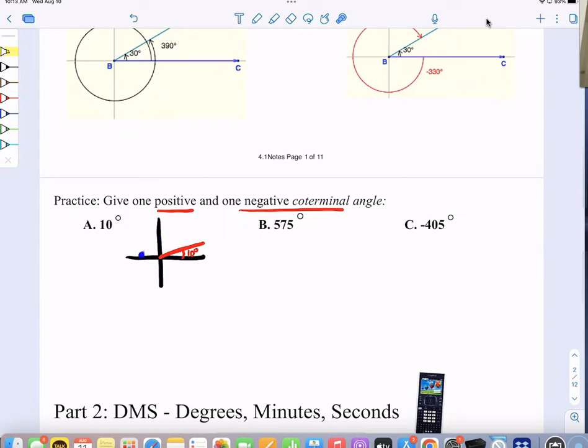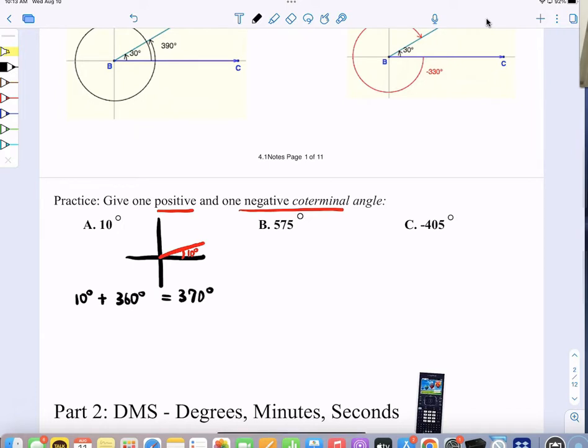So I'm going to go around. And how much do I have to go around in order for me to end up here? Well, aren't I doing a full circle, really? If I'm doing a full circle, a full circle is how many degrees? I did a 360, right? You guys talk that way, right? 360. So you're going to go 10 degrees plus 360, and you get 370 degrees.